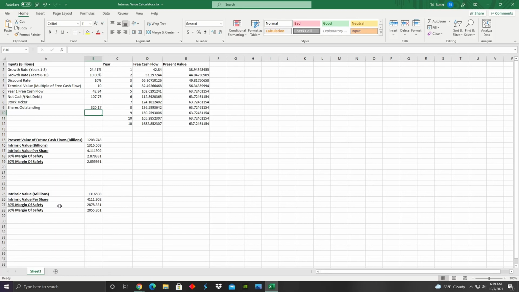$4,111 with a 30% margin of safety of $2,878 and a 50% margin of safety being $2,055. Now keep in mind that this discounted cash flows model makes a lot of assumptions. It assumes that Google's growth rate over the next 5 years will be 25%, and it also assumes that Google's free cash flow will increase at this rate and return us a return on our investment of 10%. So it's really just one tool of many tools that we can use to derive intrinsic value, but it may not be a foolproof tool. But it is something that we can use to give ourselves a good ballpark estimate as to what a good buying price would be for us as value investors.